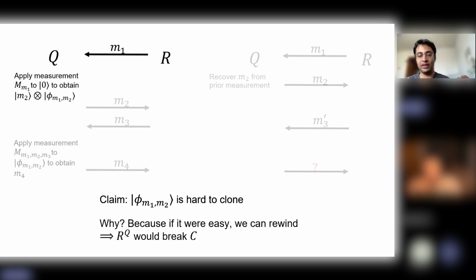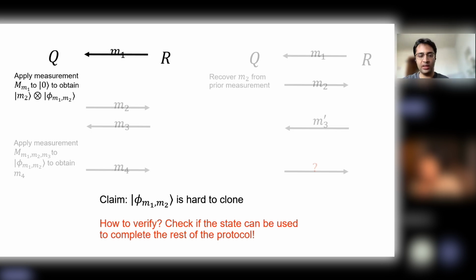So the claim is that the state is hard to clone. So what is our verification circuit? A very natural thing to try: how do you verify that this is the state you got? Just run the rest of the protocol using this state. This state is supposed to be the internal state at some point in the execution of the protocol. Just run the rest of it and see, does it accept or does it reject?